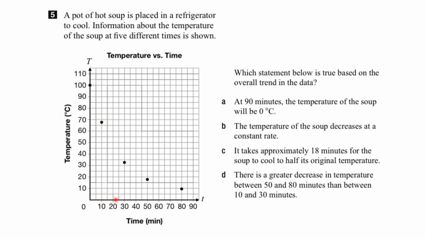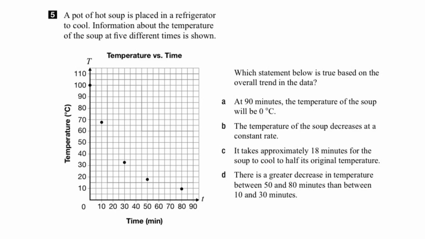Then from 10 to 30 minutes, the temperature of the soup drops to about 33. And then from 30 to 50 minutes, the temperature drops to about 18, say, Celsius. And then from 50 to 80 minutes, the temperature drops to 10 degrees Celsius.